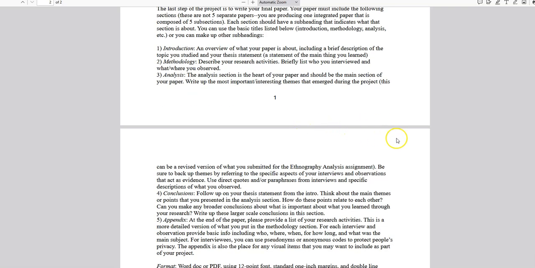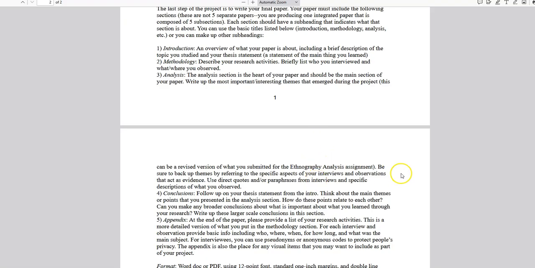Then, the third section is called analysis. This is the most important part of the paper. This is really where all the most important stuff happens. In the analysis section, you're going to write up what you figured out in the ethnography analysis assignment, that previous assignment, right? So remember, we just talked about the analysis assignment in which you're going to find 3 main themes and how those themes are connected to specific evidence in the interviews and observations.